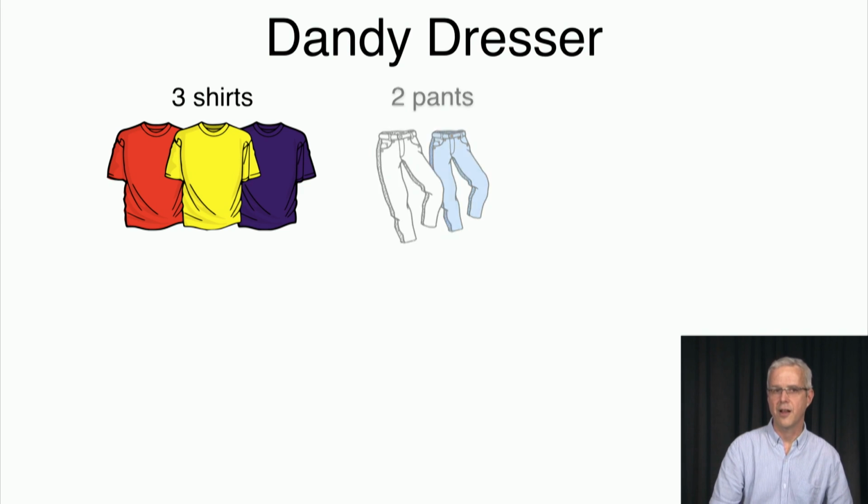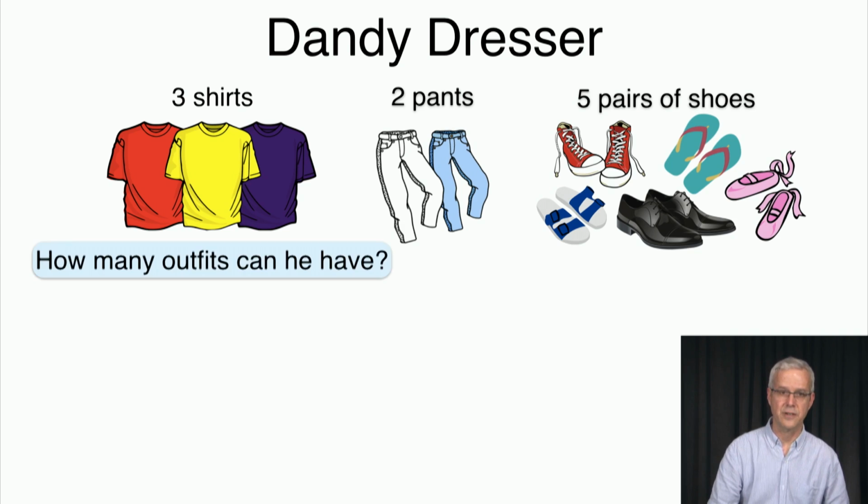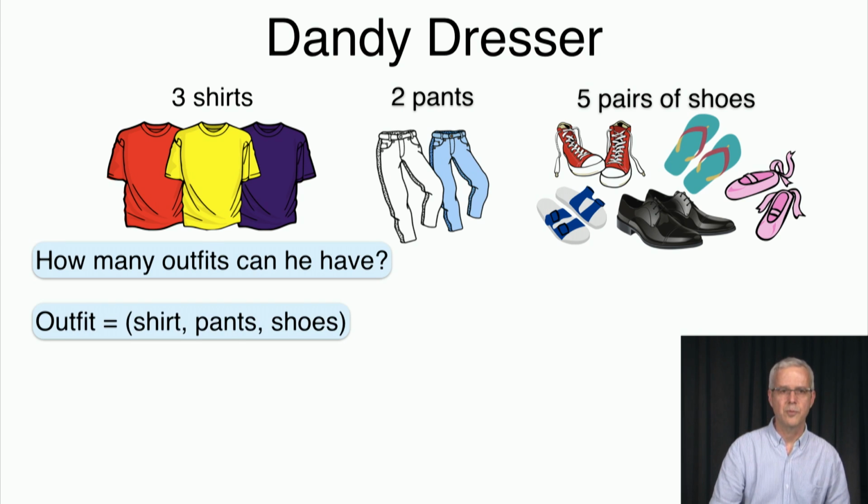We have someone who likes to dress differently, and they have 3 shirts, let's say, 2 pants, and 5 pairs of shoes, and one wonders how many days they can go with different outfits. So how many different outfits can they have? Notice that an outfit is just a triple: a shirt, a pair of pants, and a pair of shoes. For example, an outfit might be the yellow shirt, the blue pants, and the red shoes.